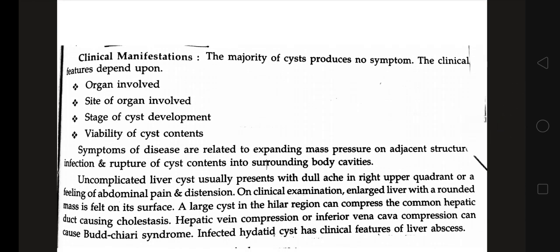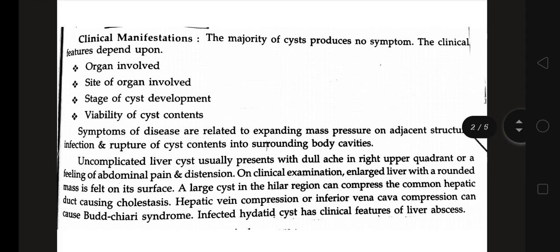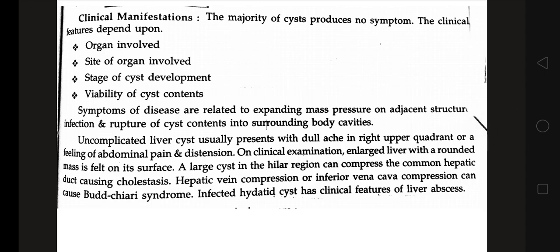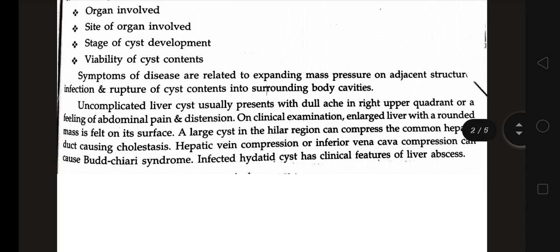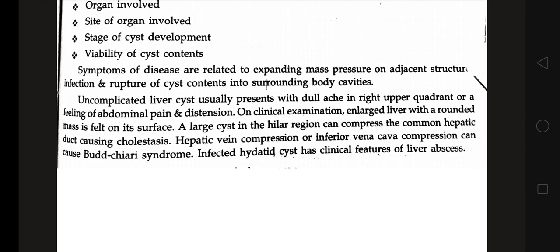The clinical manifestation: the majority of the cysts which are formed will not show any symptoms. Usually, the clinical features depend on which organ is involved, wherever the infection is present, and on the stage of cyst development and the viability of the cyst contents, what the cyst contains. The symptoms of the disease are related to the expanding mass, pressure on adjacent structures and their function, infection, and rupture of cyst contents into surrounding body cavities. It is kind of like a tumor.